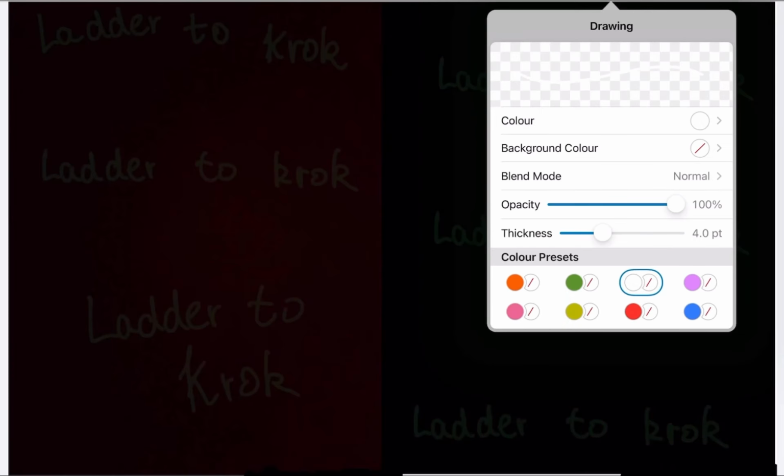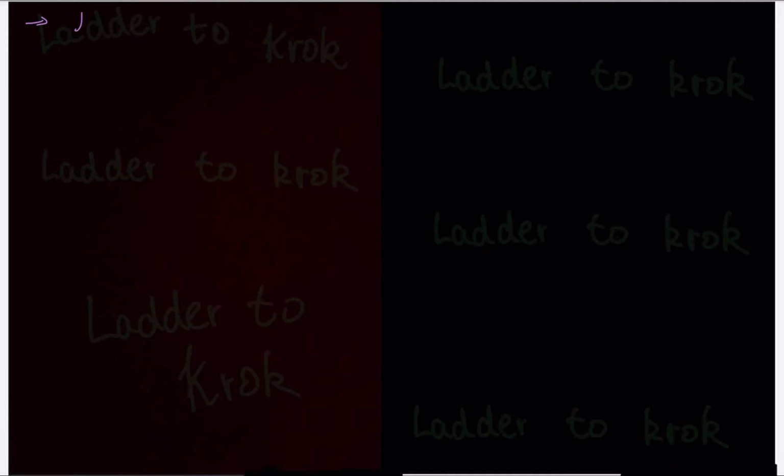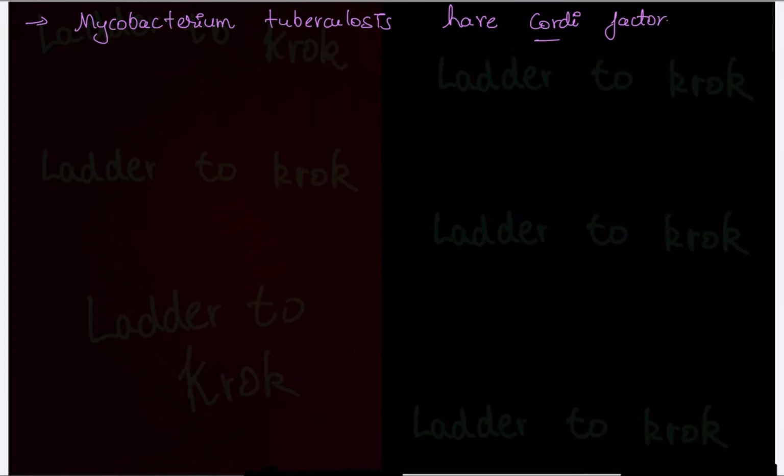Now our next point is about Mycobacterium tuberculosis. As we know, Mycobacterium tuberculosis has cord factor. This cord factor basically inhibits leukocyte migration.